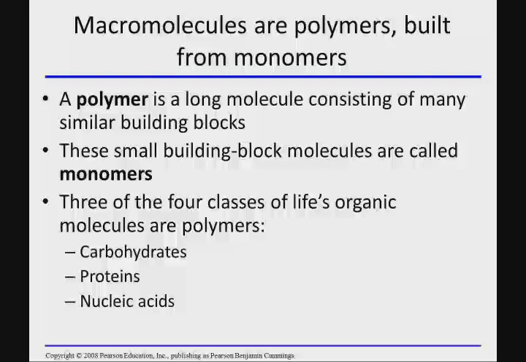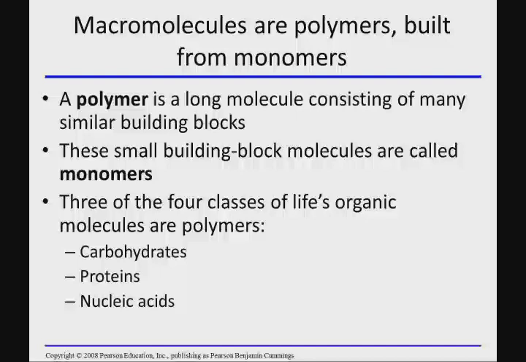The other thing that we want to mention as we start to talk about these big molecules is the idea of polymers. So macromolecules are polymers built from monomers. A polymer is a long molecule consisting of many similar smaller building blocks. Those smaller building blocks are called the monomers. So mono, one, poly, many. Many monomers come together to form polymers.